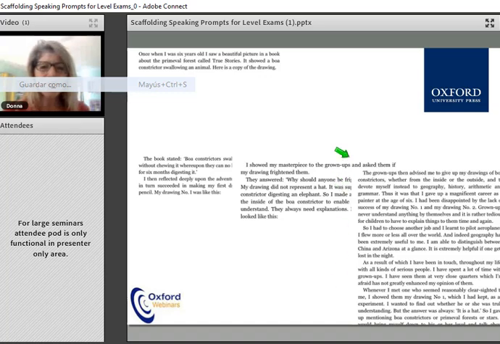So we are going to scaffold this paragraph over here. This the students are going to read. This they're going to have no problem with. Now they're thinking, it's getting a little more complicated.